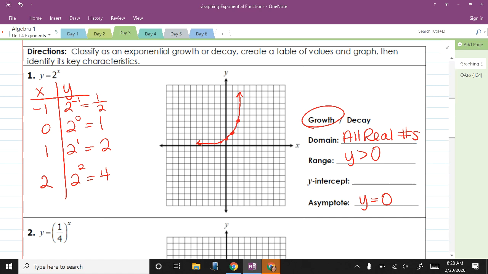All right, so the y-intercept is where we cross the y-axis. And we're crossing the y-axis at what point? 1. So (0, 1). And that's what you do.